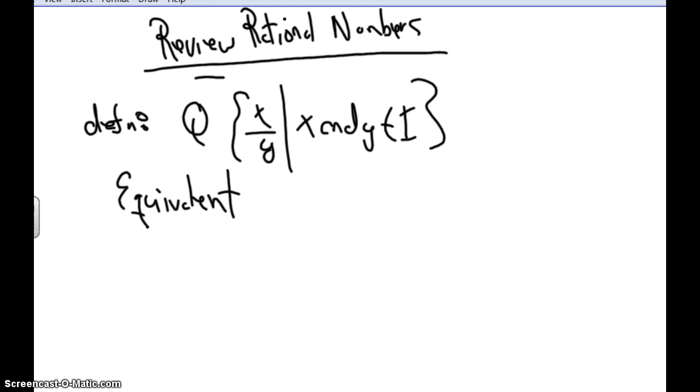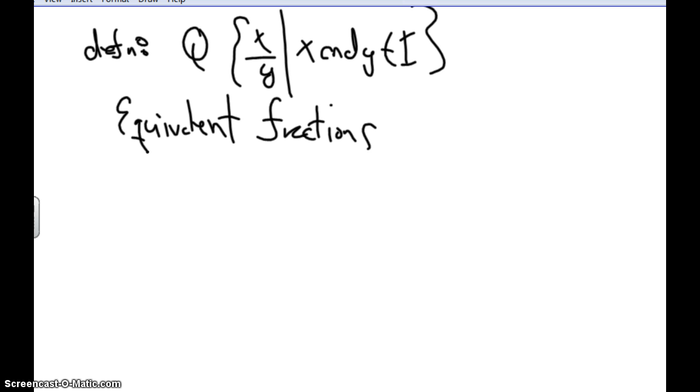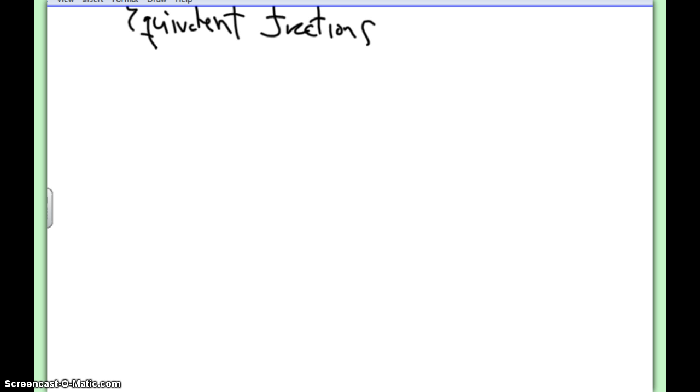The first thing we need to talk about is equivalent fractions. Equivalent fractions, what are they? I want you right now to come up with equivalent fractions that are the same as 2/3. Pause and come back with at least three equivalent fractions for that.